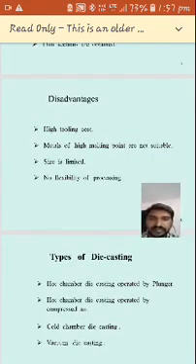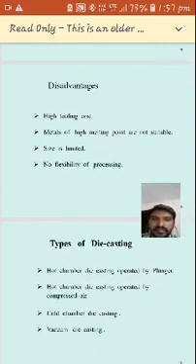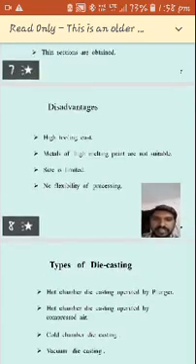Generally, the tooling cost is high. Very high cost tooling is needed. Metals of high melting points are suitable. The size is limited. There is no flexibility of processing. Okay, these are the disadvantages.